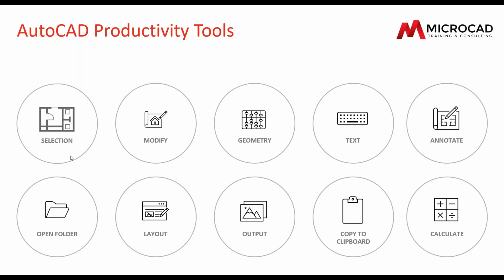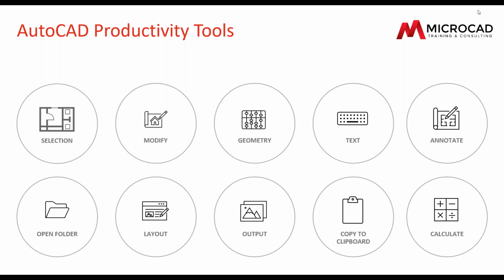So we're going to talk about a couple of selection tools, and I'll show how they compare to the QSelect command and to existing AutoCAD commands, and how the tools provide you a higher level of detail. There's the modify tools, geometry, text, annotation tools, open folder, and copy to clipboard. Those sound very simple and straightforward, but they're actually really great tools that I always like to mention.